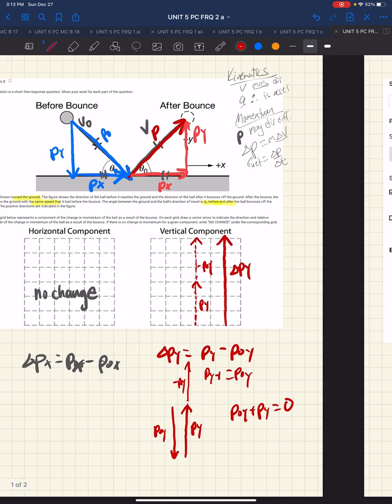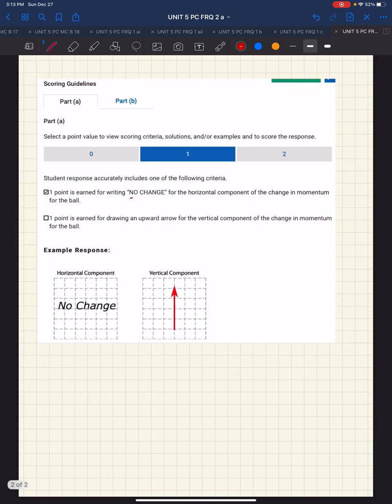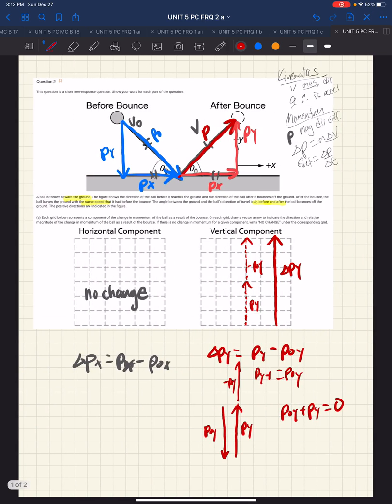So when we look at the scoring, we see no change in the horizontal, and an upward arrow for the vertical component of the ball. They just chose an arbitrary length to do that, but we're actually giving a little bit more. This is completely satisfactory to answer the question.